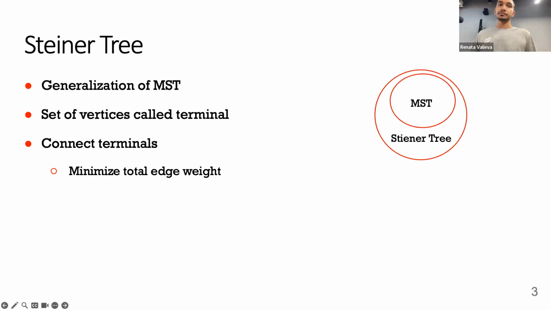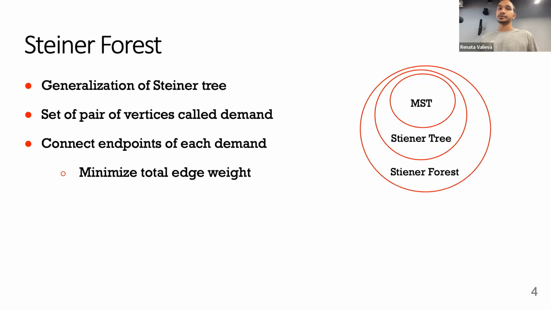Okay, let's start with the basics, and you probably know Steiner tree. It's a generalization of the minimum spanning tree problem. In this problem, we have a set of vertices called terminals. And the objective is to connect all terminals. Basically, we choose a subgraph of the given graph with minimum total edge weight such that all the terminals are inside that graph and connected.